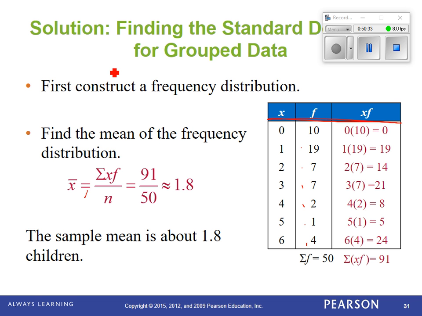The sample mean is about 1.8. So what we do with all that, we got X times F on this. We come down here. We add all those up. We get 91. How are we going to use that 91 to get our sample, our 1.8 here? What'd they do to it?